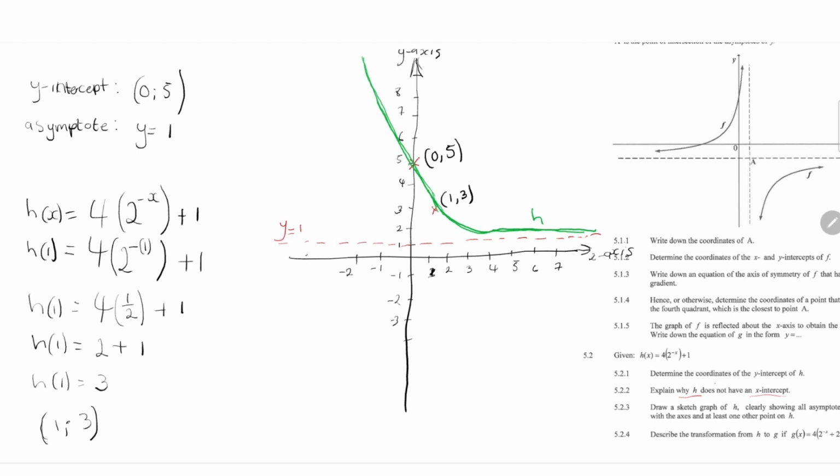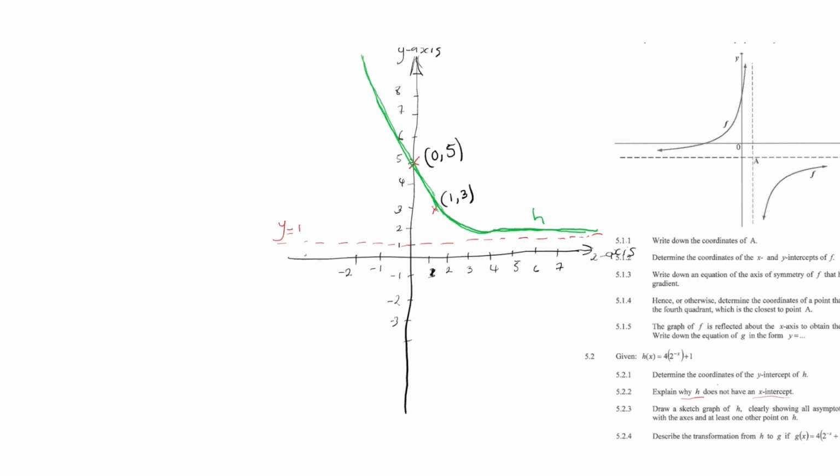Just make sure you have your asymptote, you have your y-intercept, you also have that one point on graph h, and you also have labeled everything. By doing so, you will get each and every mark that is allocated to the question. So next, we have 5.2.4. Describe the transformation from h to g if g of x is equal to 4 multiplied by 2 to the power minus x plus 2 in brackets. Okay, so we have graph h.